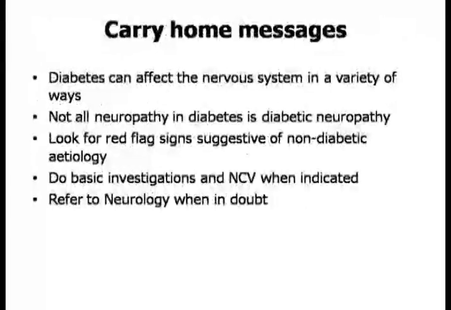The take home message will be diabetes can affect different parts of the nervous system. Not all neuropathy in diabetes is diabetic neuropathy. Look for certain red flags, signs and symptoms which I told you earlier. Do basic investigations and nerve conduction when indicated, and refer to neurology when in doubt. For me, any atypical patient with diabetic neuropathy is a patient in doubt and gets referred to a neurologist for opinion.